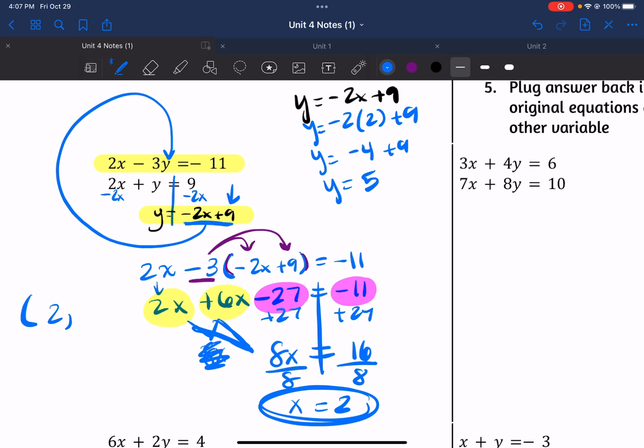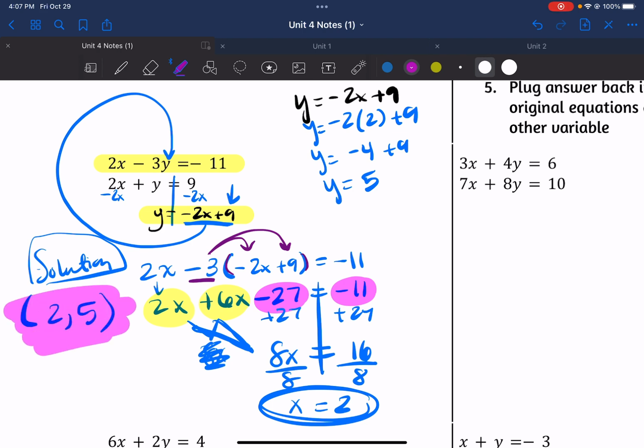So I'm going to take that y value, put it right here. So I have my solution. This is my solution right here. It's one solution. Right, all done. That's how we do substitution.